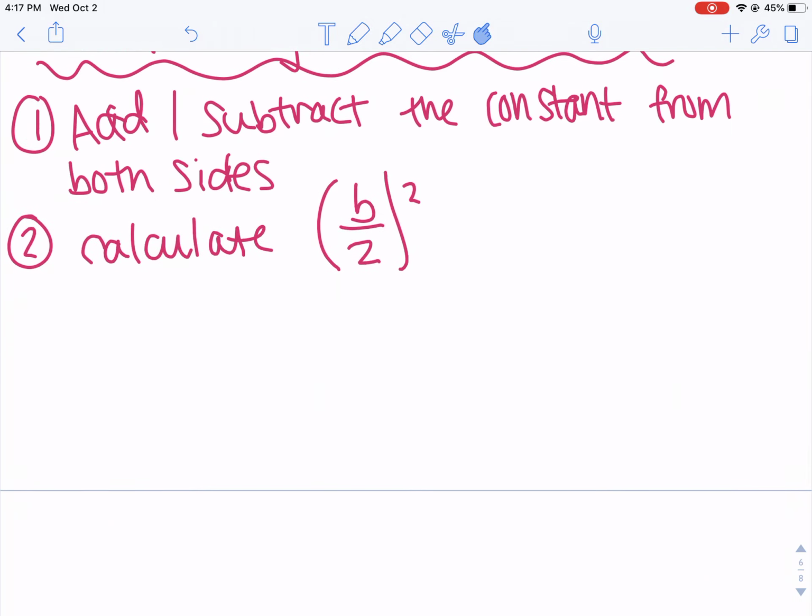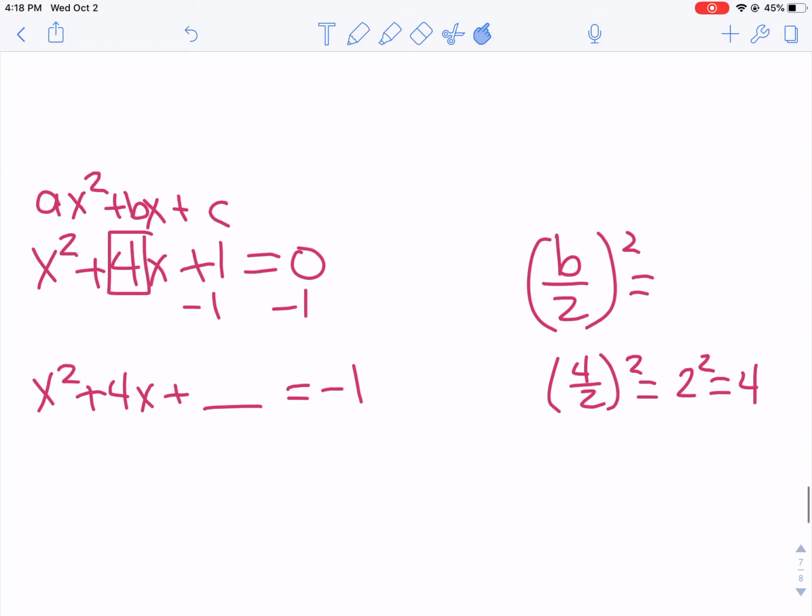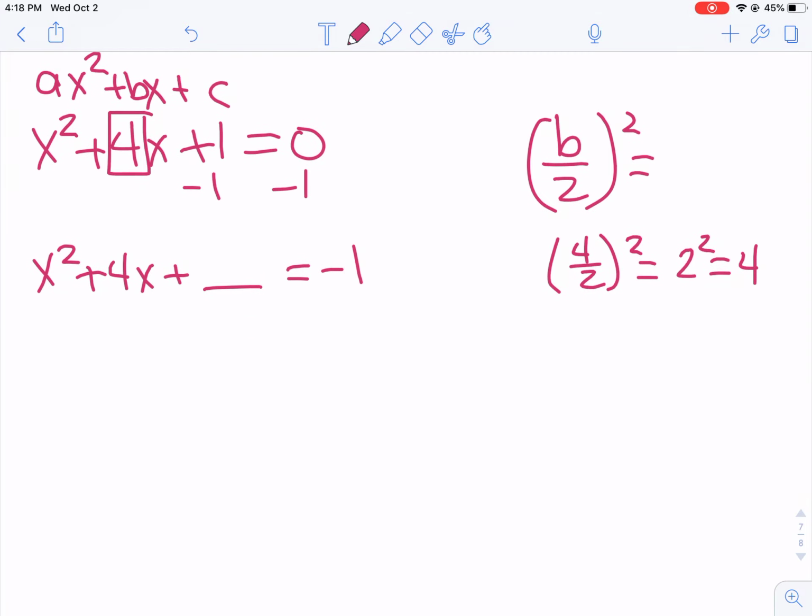So step 3, add your (b over 2) squared value to both sides. So I'm adding 4 to both sides. So add 4 here and add 4 here.